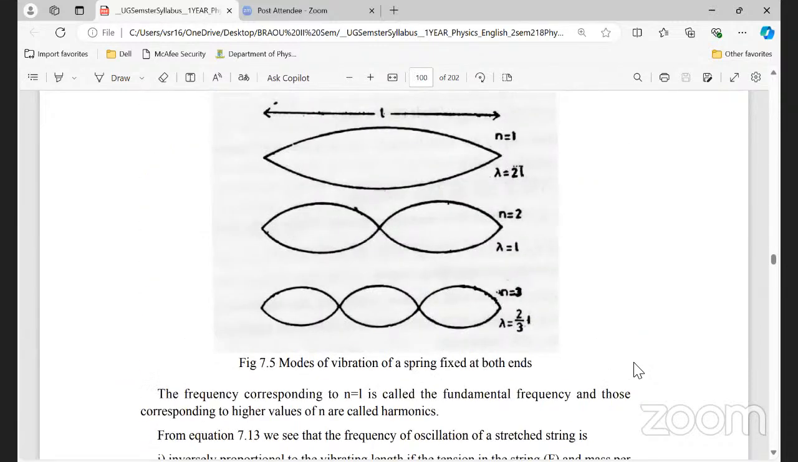That means when the string is fixed on both ends, you can observe this. So this is Melde's experiment. Directly you can see and calculate the frequency of the tuning fork.